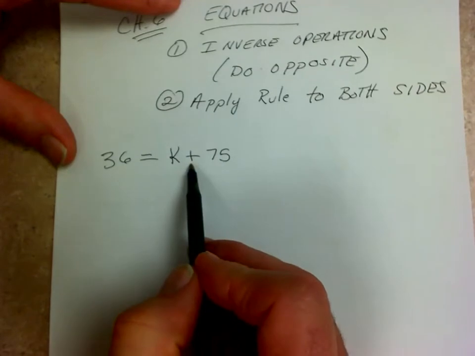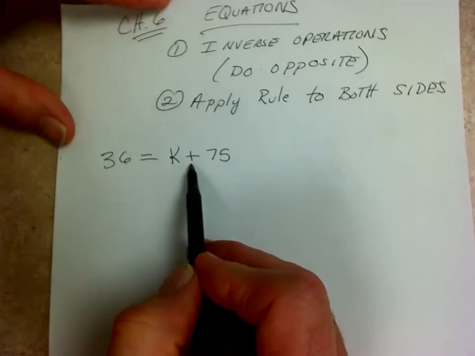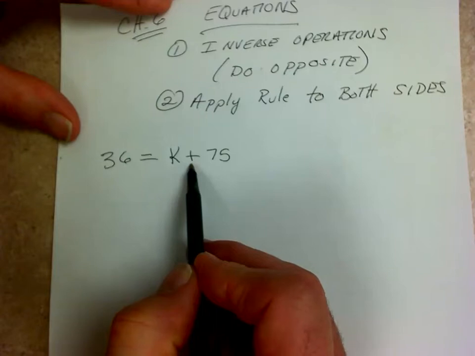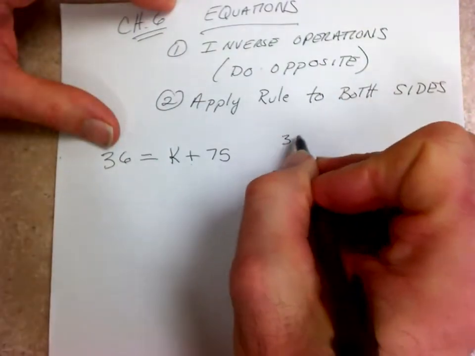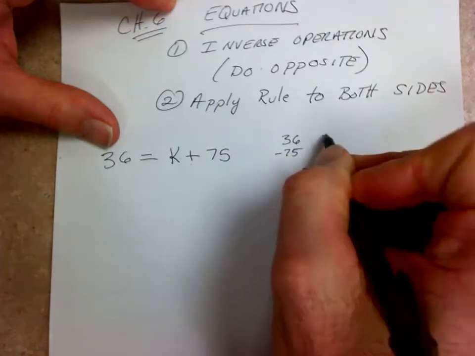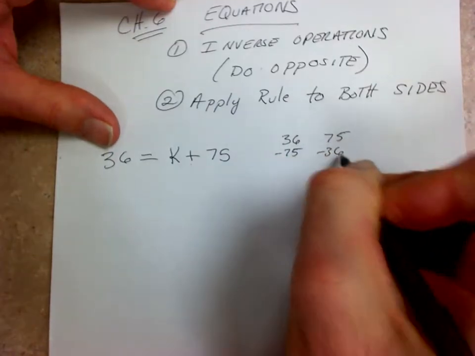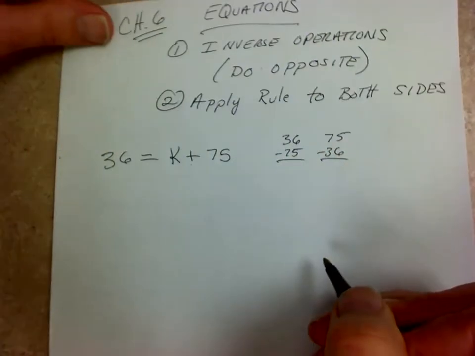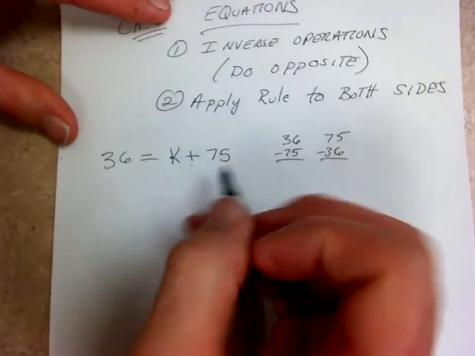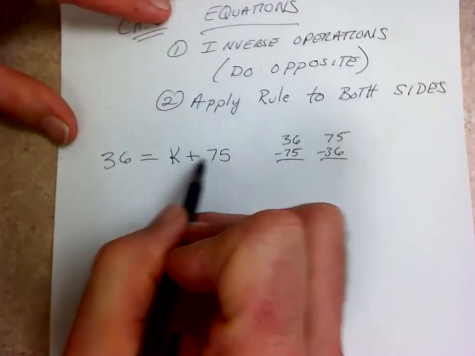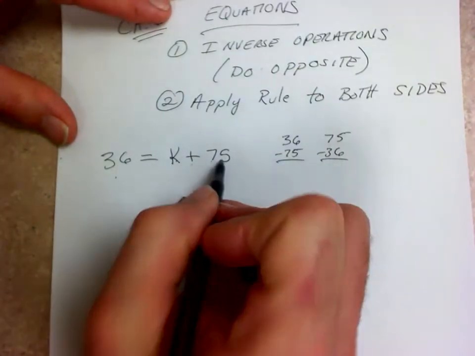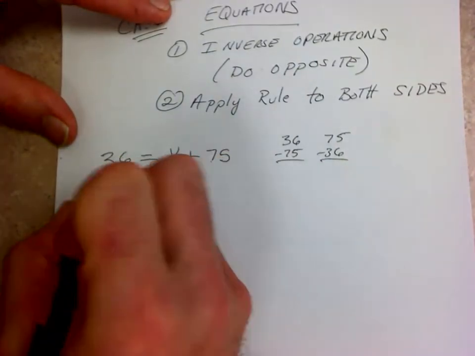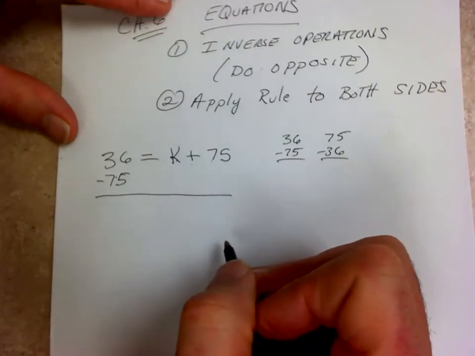So we see a plus sign. In order for us to do the opposite, that means we're going to subtract. We've only got 2 terms, so we have to choose between 36 minus 75 or 75 minus 36. Which one are we going to do? Our rule has been to take the number away from the variable. Here's k, so we want to bring the 75 over here. So we're going to do 36 minus 75.